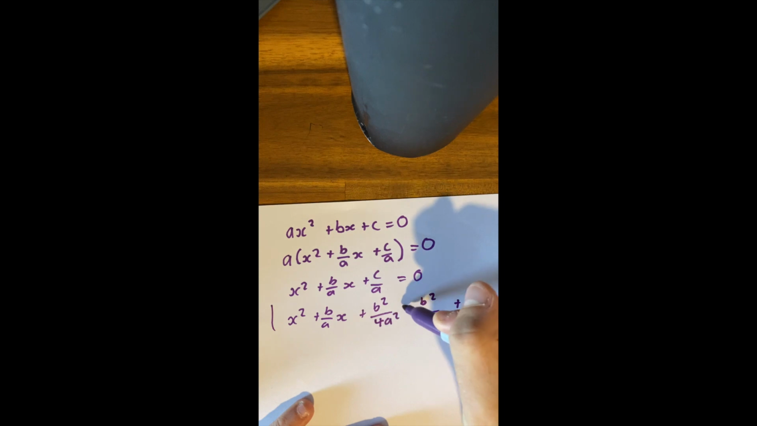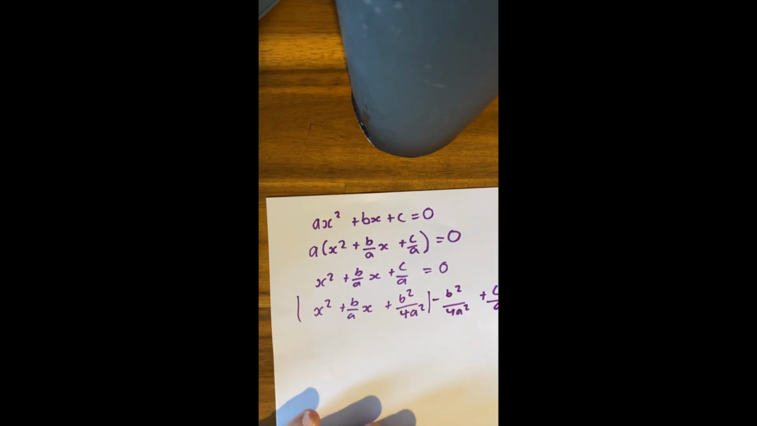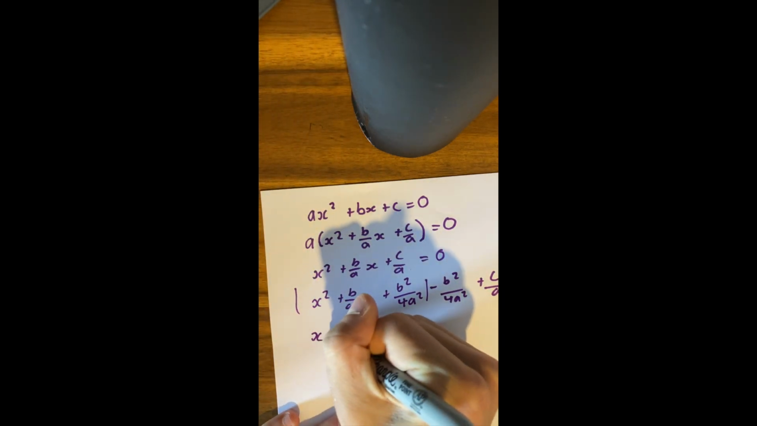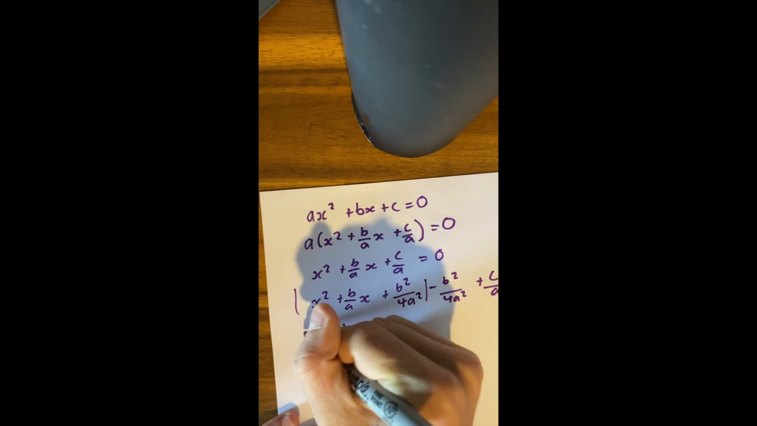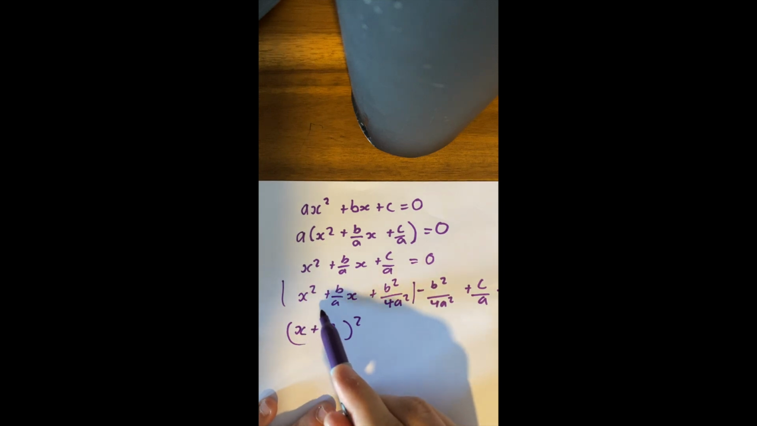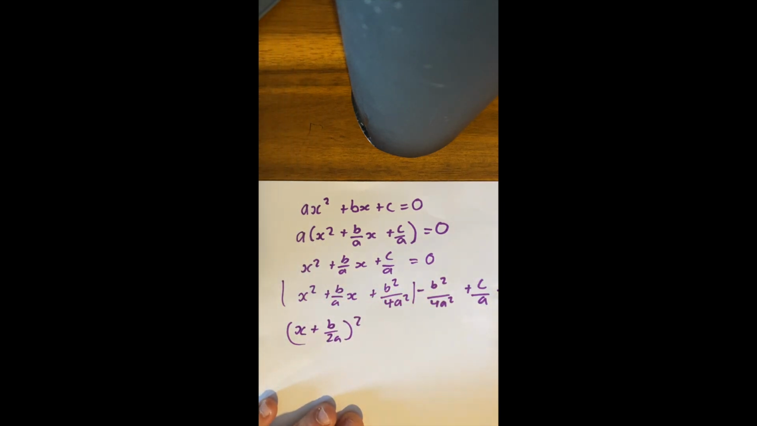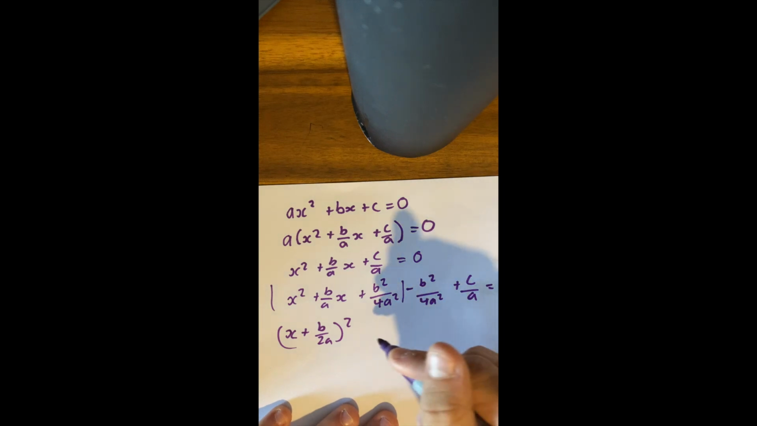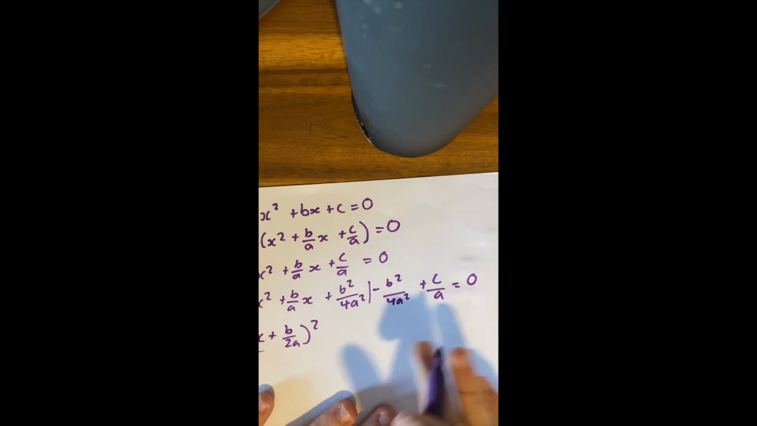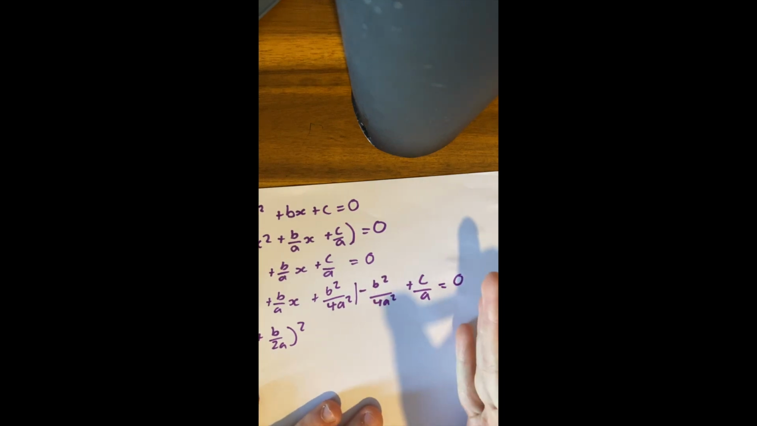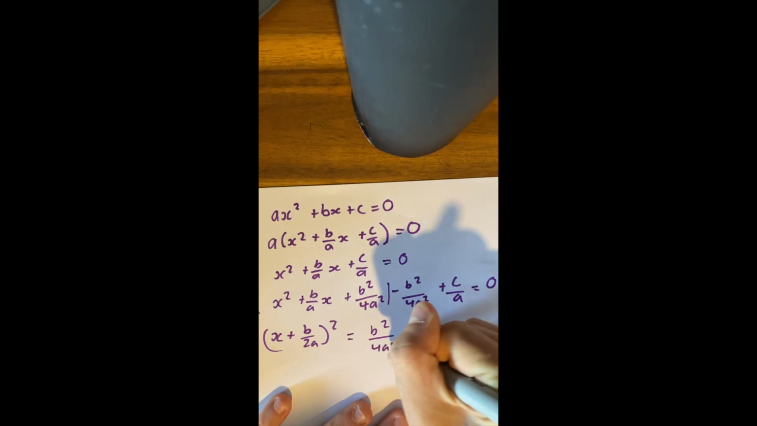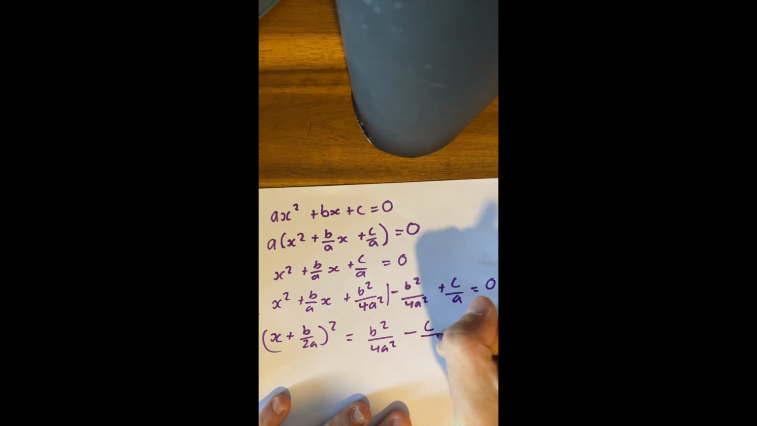So now this can simply be rewritten as the perfect square of the form x plus b on 2a squared. And of course, if you were to expand that, you would get these three terms here. And then of course, we've got the b squared on 4a squared and then plus c on a. What I'm going to do though is take both these terms to the right hand side. So we get this equal to b squared on 4a squared minus c on a.